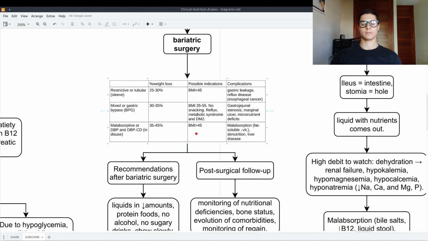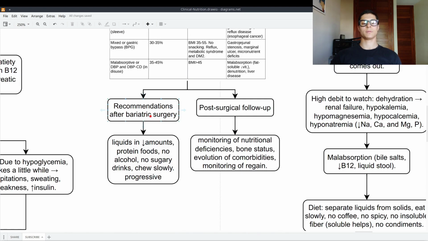as well as liver disease. Recommendations after bariatric surgery: liquids in lower amounts, protein foods, no alcohol, no sugary drinks, chew slowly, and progressive diets. Post-surgical follow-up: monitoring of nutritional deficiency, bone status, evolution of comorbidities, and monitoring of regain.